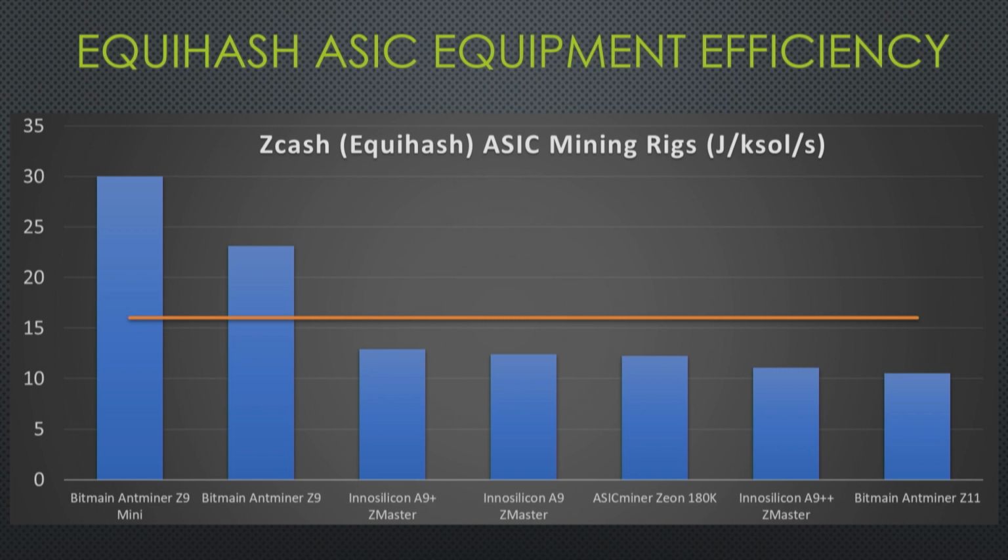And so right now, the state-of-the-art Zcash ASIC mining equipment is around 15 to 17 joules per kilosolution per second. And an ASIC mining rig is an application-specific integrated circuit computer that's designed specifically for mining.